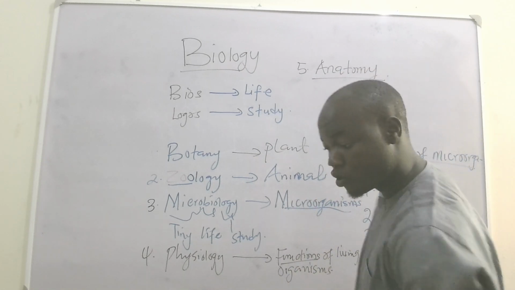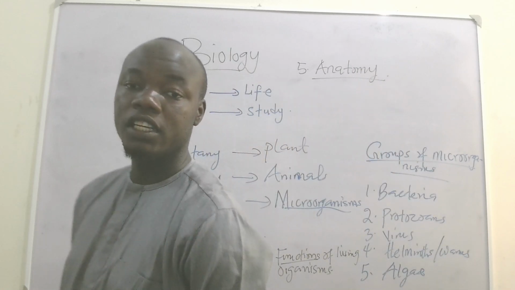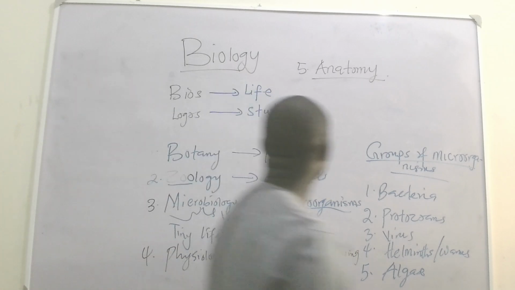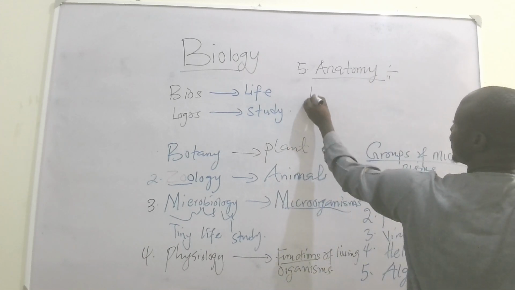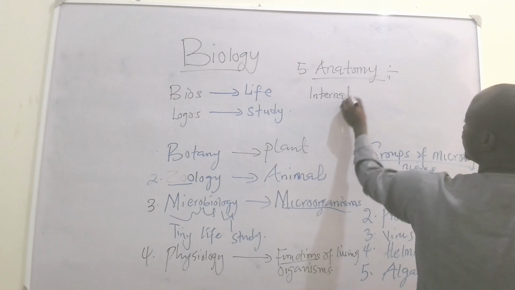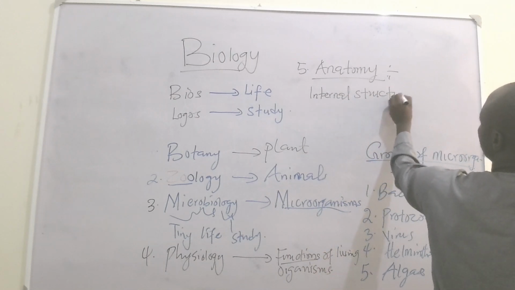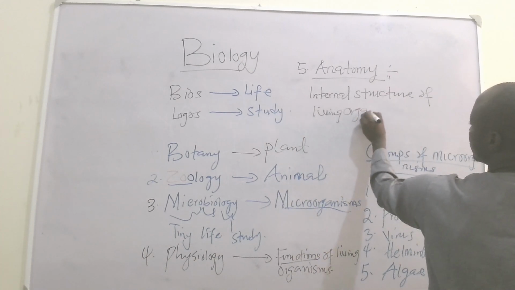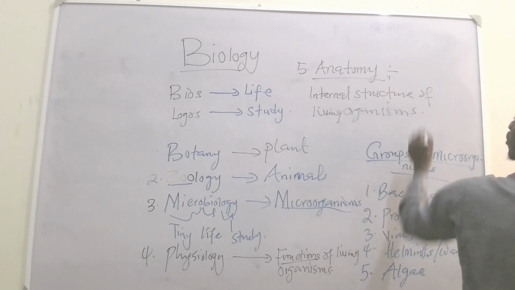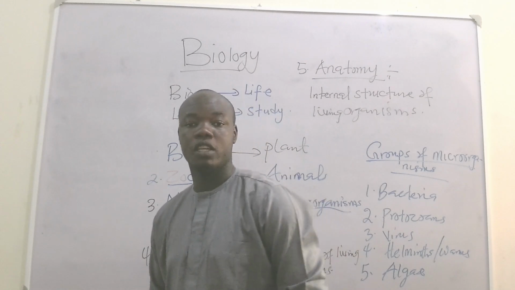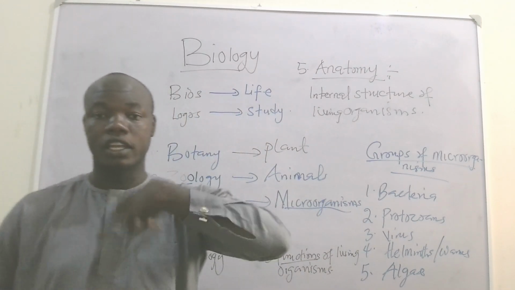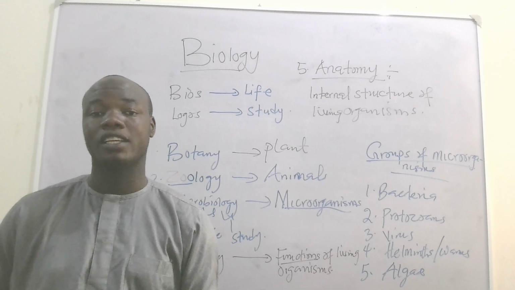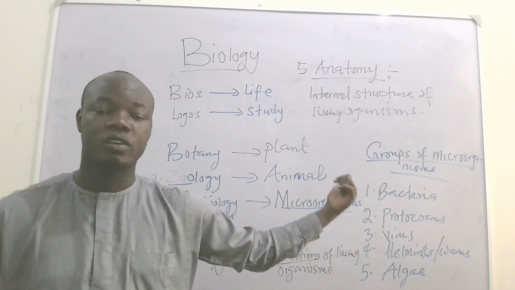So what is anatomy? Anatomy is another branch of biology that deals with the study of the internal structure of living organisms. For example, when we say internal structure, internally in our body we have the brain, kidney, liver, pancreas. To study those different organs that are present inside our body falls under anatomy.